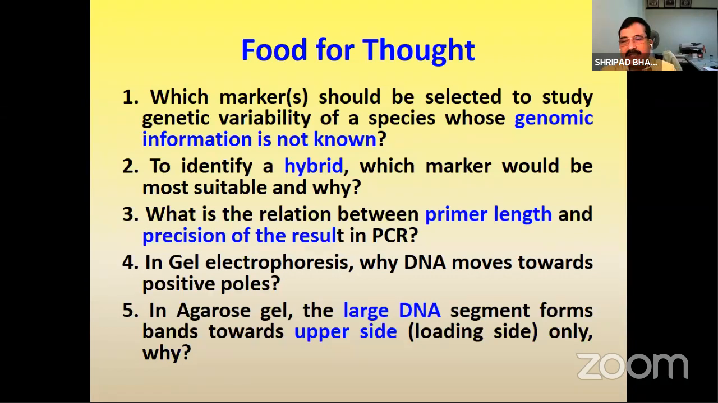And in case of SSR, it is about 18 to 22 length, VNTR. So what is the relationship between the primer length and the precision of the result?